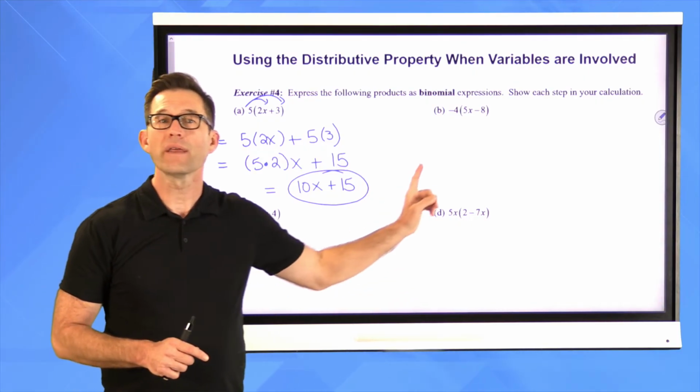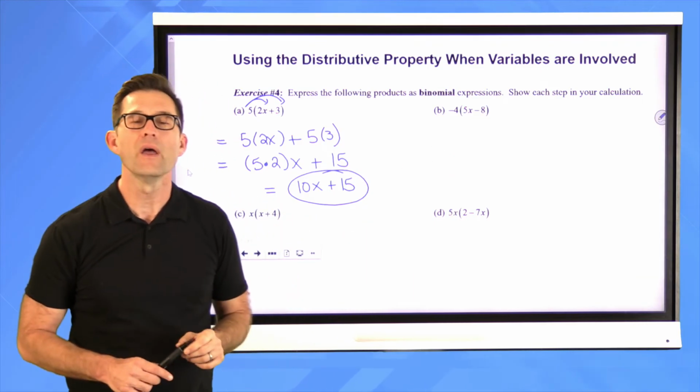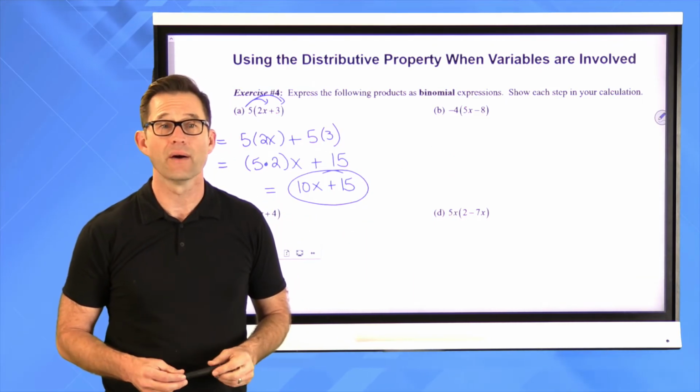Okay. What I'd like you to do is try letter B. Be a little bit careful here because we're multiplying by a negative number, but see what you can get there. Pause the video now.